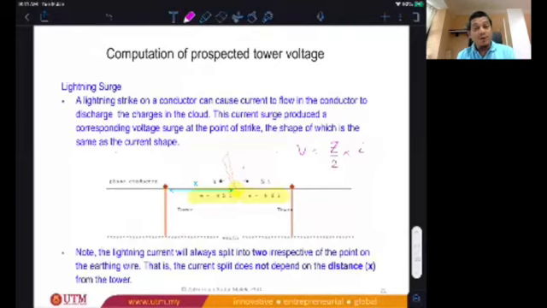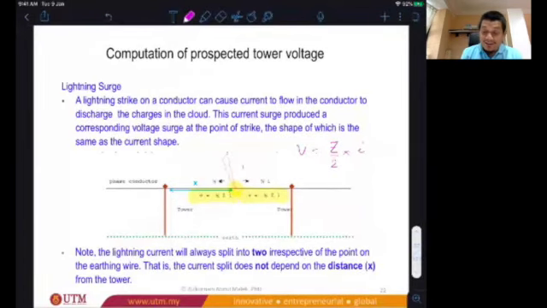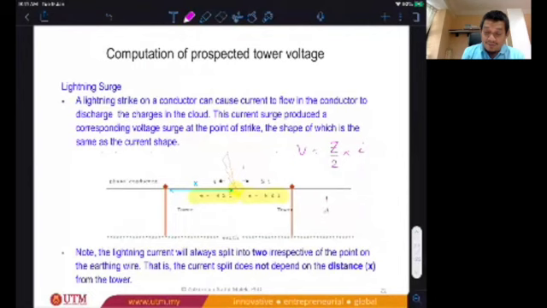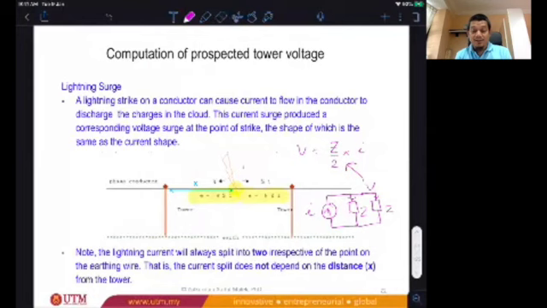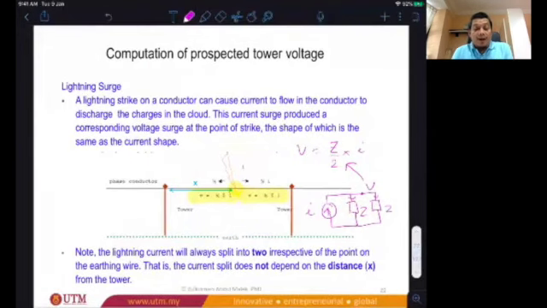Why over 2? Because you can see there, it's like you have a current source and two surge impedances. So this is the equivalent circuit, one to the left, one to the right. So the current splits into 2. Therefore, V here is equal to this formula. This is from your circuit theory. Any question?